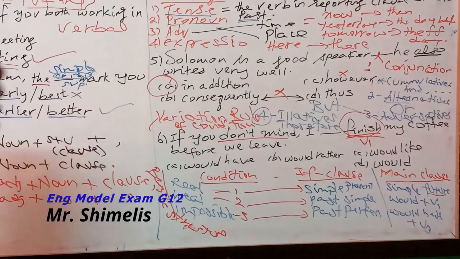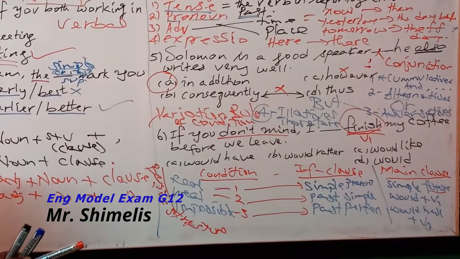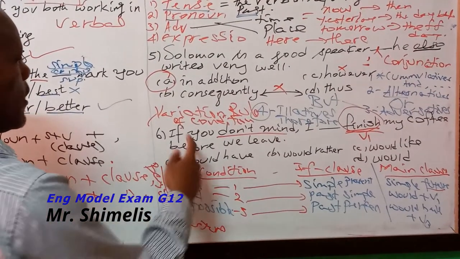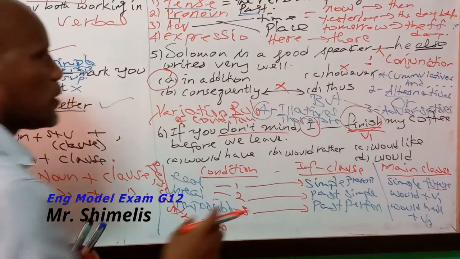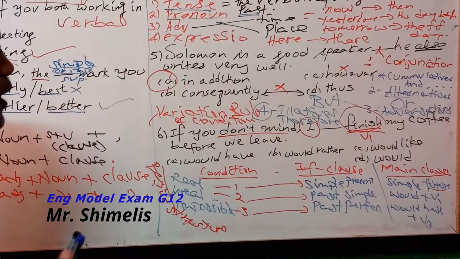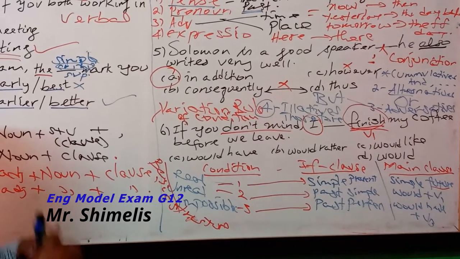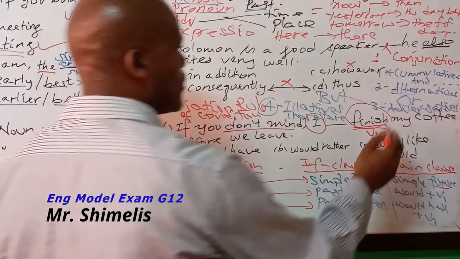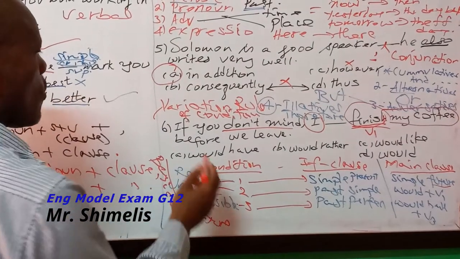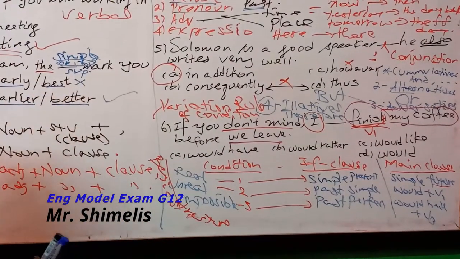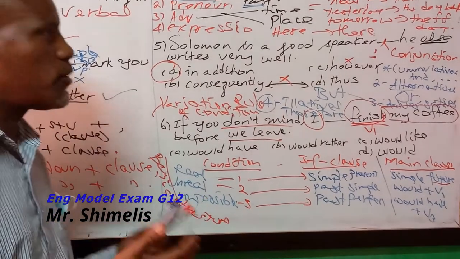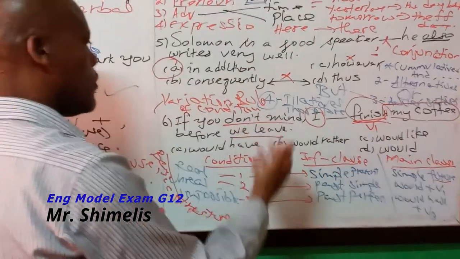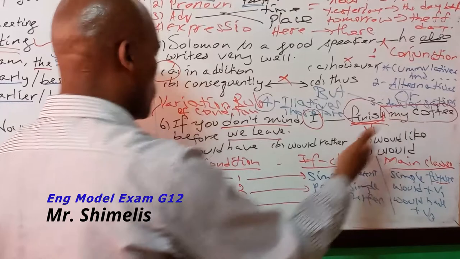So now, the other case that we see here is that the meaning is a choice. If you don't mind, so the speaker here is expressing his or her choice, preference, of doing things. So the speaker is comparing two things, either to have coffee or leave. Two actions are presented to be preferred. So the action preferred is to finish the coffee, not to leave first. To finish the coffee, then to leave.